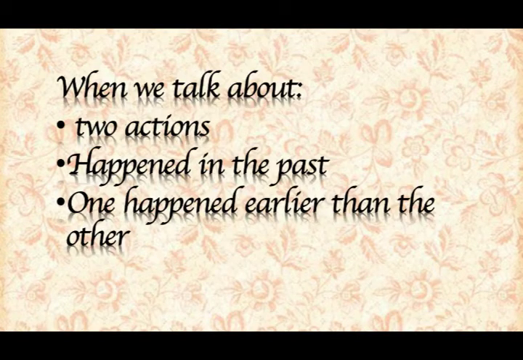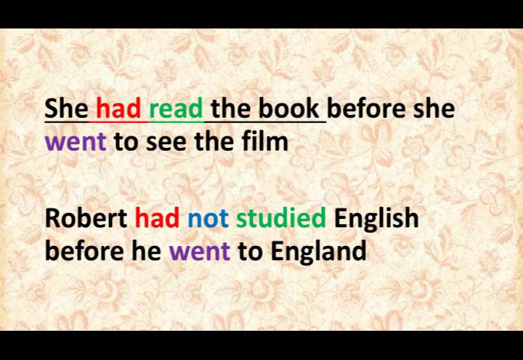The past perfect is used when we talk about two actions that happened in the past and one happened earlier than the other. For example, she had read the book before she went to see the film. What did she do first? She read the book, and then she went to the cinema and saw the film.